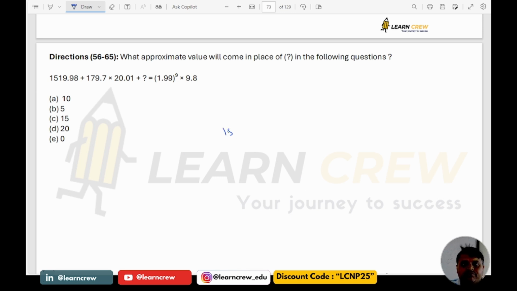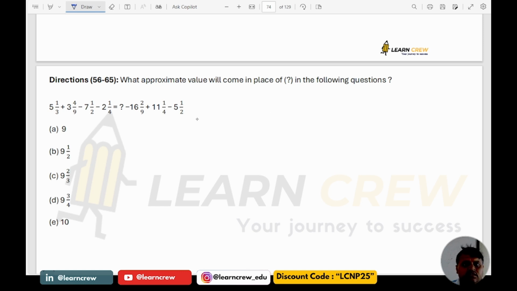Next, 1520, 180 into 20, 3600 plus x, 2 power 9 is 512, 512 into 10 is 5120. So 3600 plus x equals 5120, so x is 0.